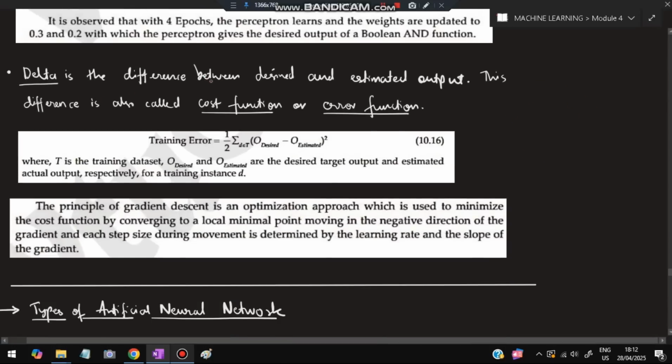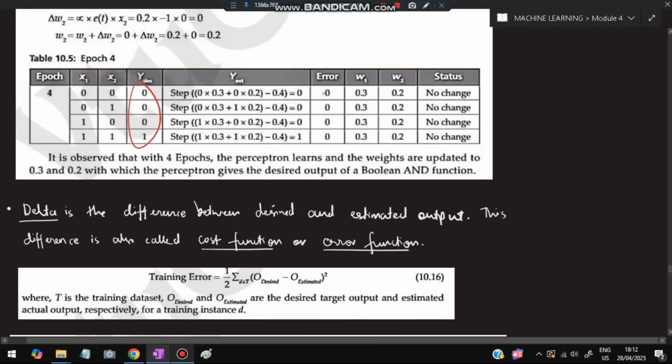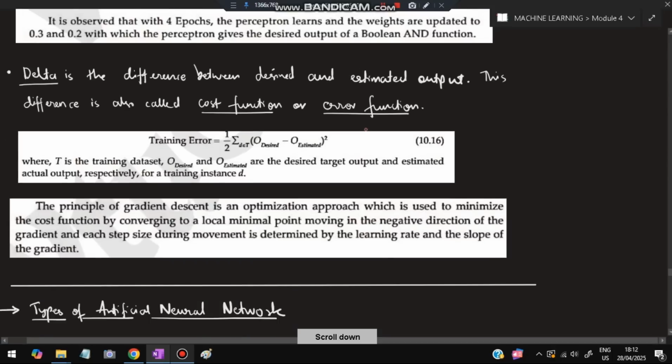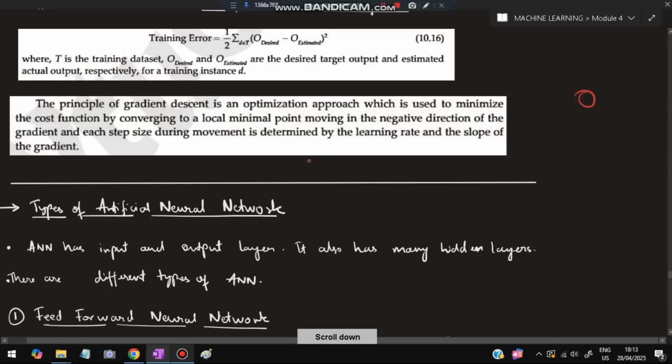Delta is the difference between the desired and estimated output. Got the point? What is the desired output? Desired output is 0001, and estimated output is the value we got after calculating. The difference between them is delta. This is the formula for the training error, and this is the principle of gradient descent. It is an optimization approach used to minimize the cost function by converging to a local minimal point. By converging to a local minimal point, we'll be optimizing it. That is called the principle of gradient descent, and using this we'll be able to find the optimal answers.